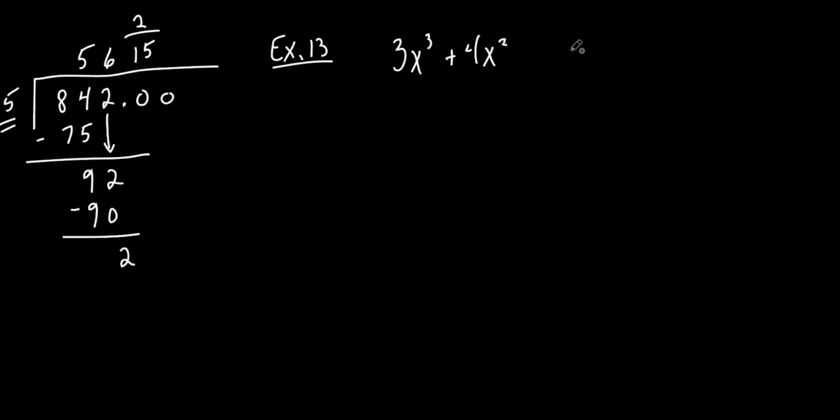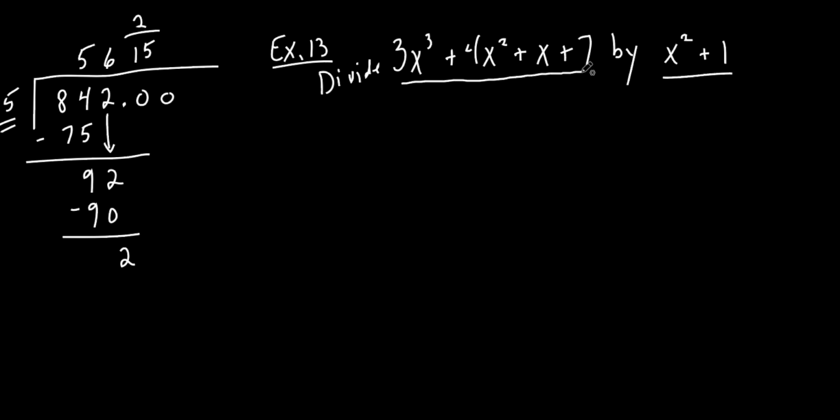4x squared plus x plus 7. I'm going to write it how they do it. We're going to divide this by this, x squared plus 1. That's what we're dividing by. So we're taking this and we're dividing it by this. So we want to write it with our box. Okay, it's going to be a big old box this time, because we have a lot more stuff to put in here than just an 8, a 4, and a 2. All right, so make a big old box.